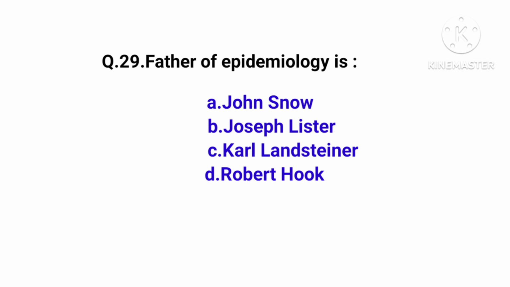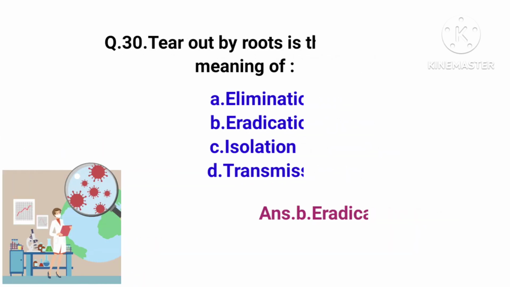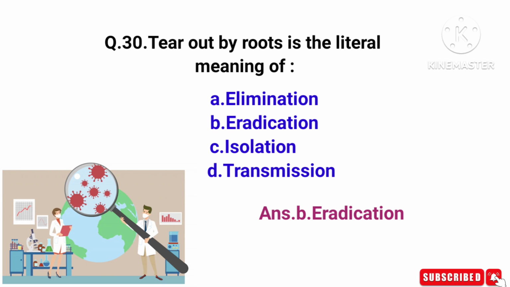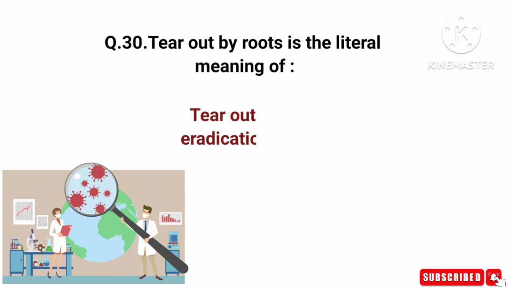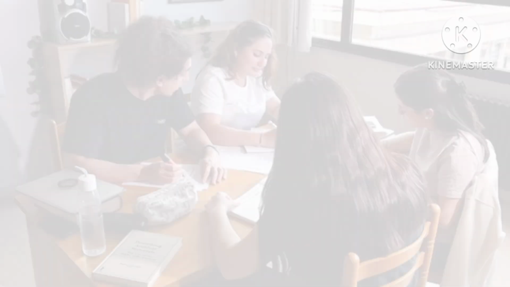Father of epidemiology is John Snow, Joseph Lister, Karl Landsteiner or Robert Hooke. John Snow is the father of epidemiology. Clear out by roots is the literal meaning of elimination, eradication, isolation or transmission. And here the right answer is option B, eradication. Clear out by roots means the eradication of the disease.